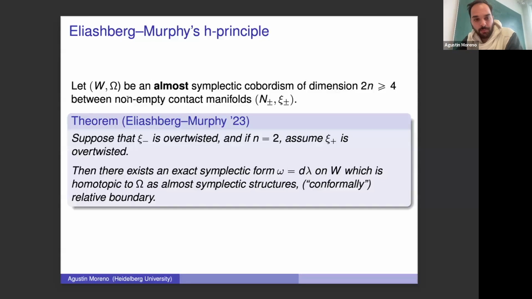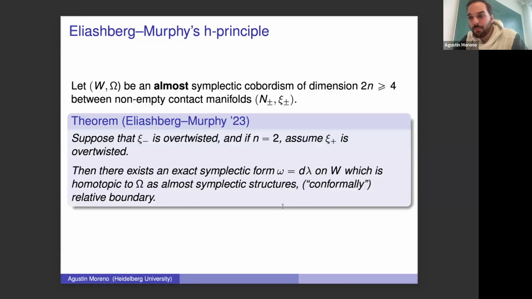So if you start with this data, and if you also suppose that the contact structure at the negative end is overtwisted, and if you're in dimension 4, you also need to assume that at the positive end the contact structure is also overtwisted, then what they tell you is that you can actually homotope this information to an actual Liouville structure on the cobordism. So there exists an exact symplectic form, d lambda, which is actually a Liouville form, which is homotopic to the original one as almost symplectic structures, relative boundary, but in what I'm calling here a conformally relative boundary.